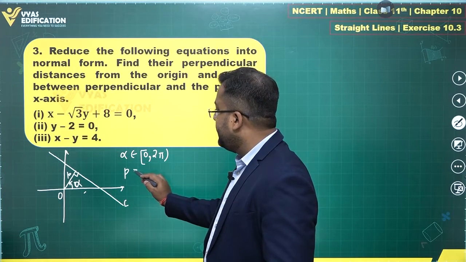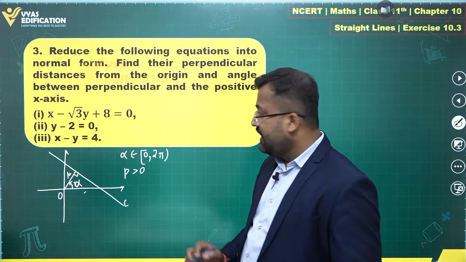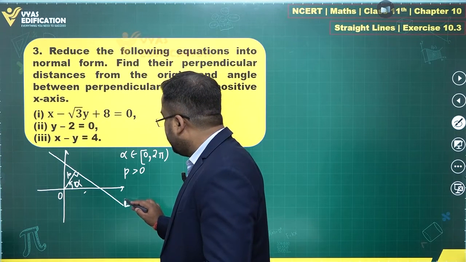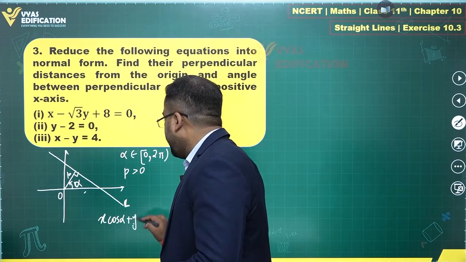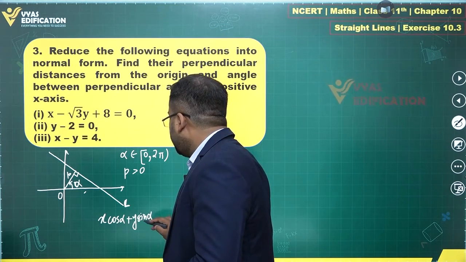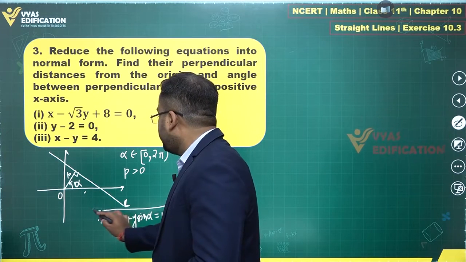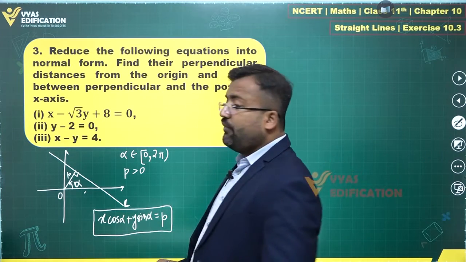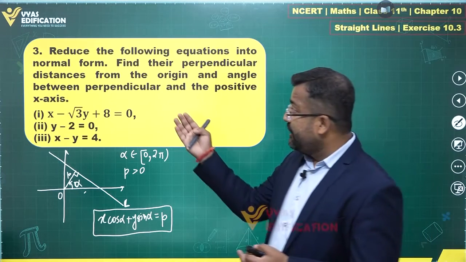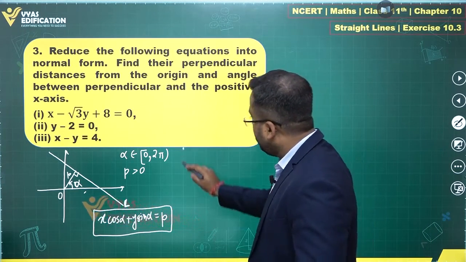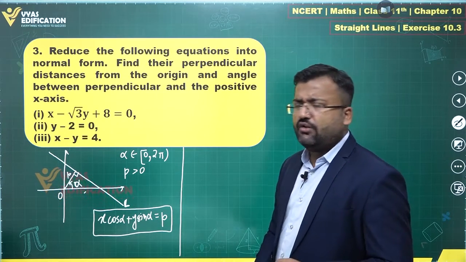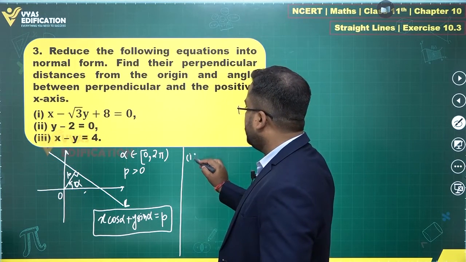P is supposed to be greater than 0. This is another important thing. And then the equation of this line L is x cos alpha plus y sin alpha is equal to P. This is the equation of the line. For converting any given equation into the normal form, what are we supposed to do? For converting any equation, we'll have to write it in this particular form first of all. And how do we do that? Let's take a look at the first part.